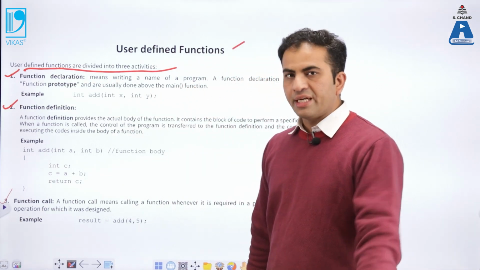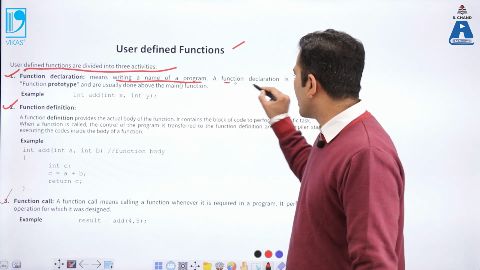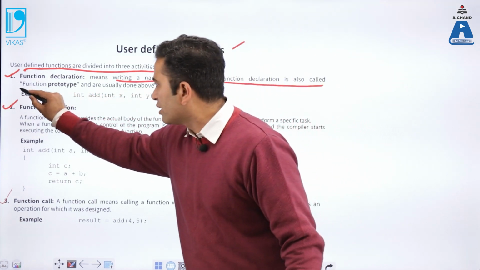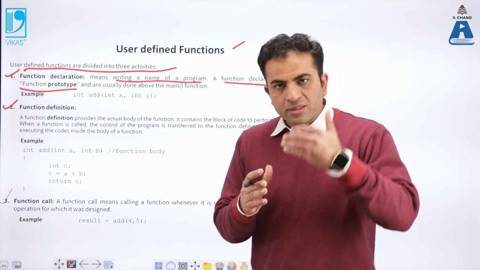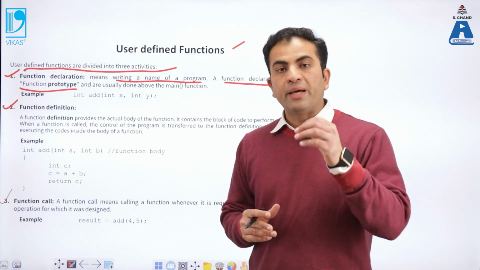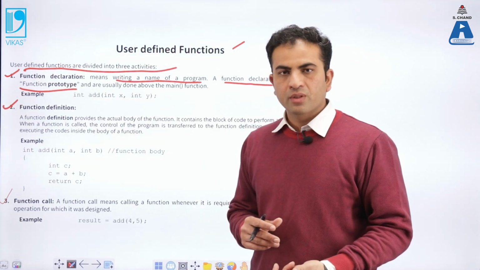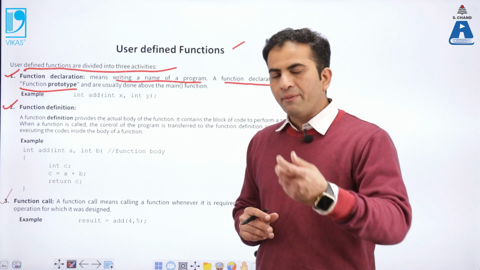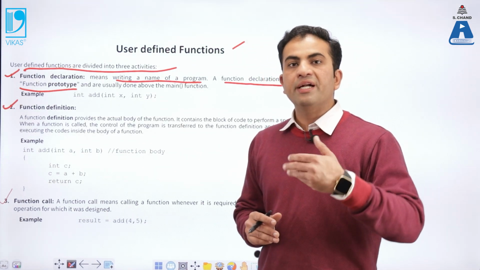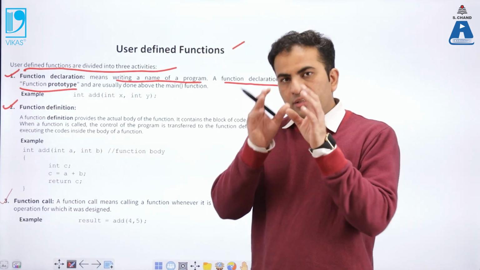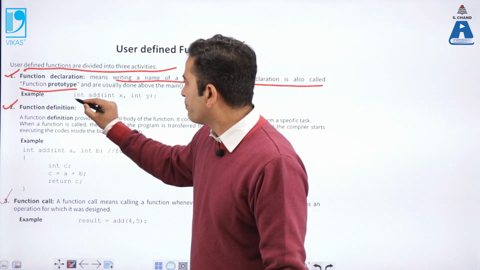Function declaration means writing the name of a function. A function declaration is also called a function prototype. The meaning of function declaration is that when our compiler starts executing the program, the compiler must know that a particular function is about to come. So to inform the compiler, we first declare the function prototype, telling it what type of function is coming. So this is the example.